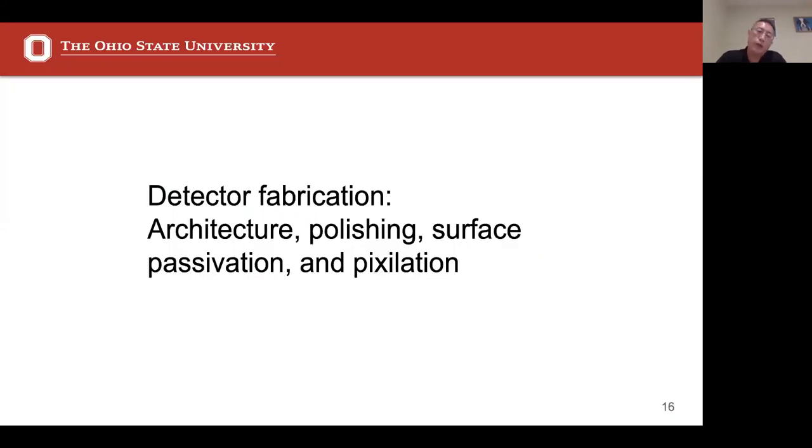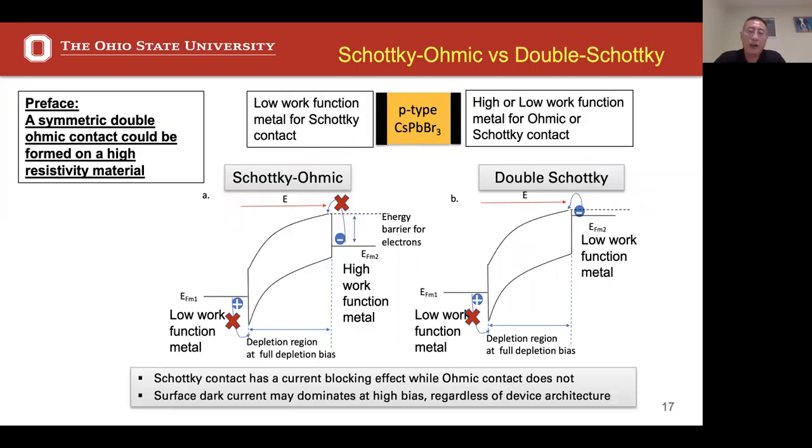Now let's switch gears and look at our detector fabrication. We did polishing, surface passivation, pixelation, and also looked at different architectures of the device. For radiation detection, you always want a material with very high resistivity, right? That's why air is good, because it has high resistivity, and you put two electrodes on it, and that's a radiation detector. Diamond is good as well, because diamond also has very high resistivity. If it's a semiconductor, you have to do some doping to make sure you form a depletion region.